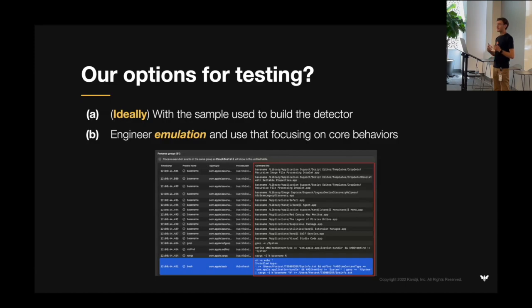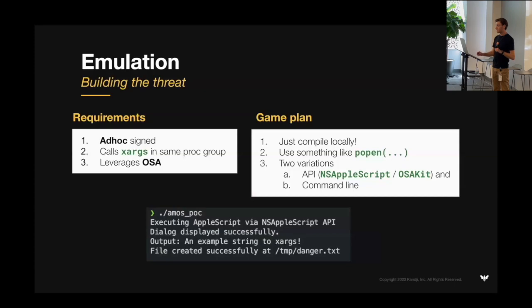The next thing you could do is engineer some sort of emulation. What I mean by this is you're literally writing a piece of software that utilizes these end behaviors that we just talked about. So let's take that approach. What will that look like for us? We noted three different things here: ad hoc signing, xargs, and leveraging OSA. So what can we do? To get ad hoc signing, just compile locally. It's super easy. To call into xargs in the same process group, you could use something like popen. And two variations of AppleScript as well. You could use the API or the command line variation.